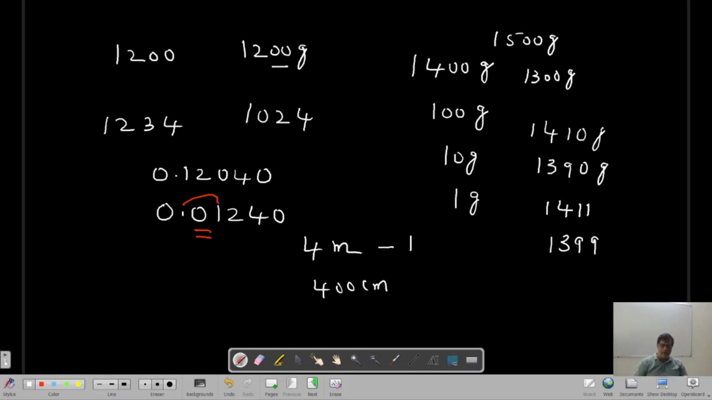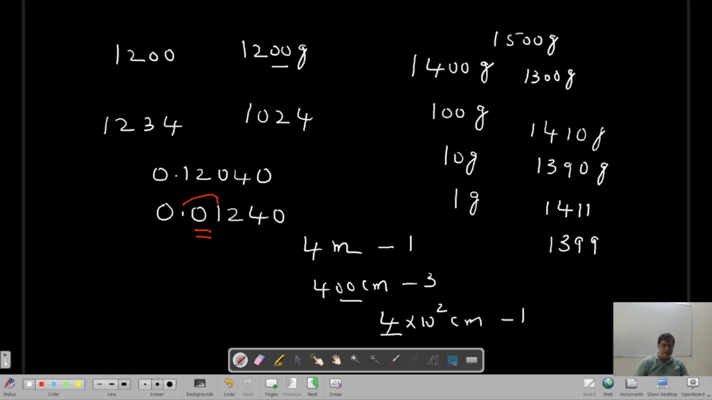Now according to the saying that the trailing zeros are significant if there is a unit, these two zeros suddenly become significant and the number of significant figures increases to 3, which is a violation of the rule that the number of significant figures is independent of the unit. Here clearly they are dependent on the unit chosen. So how to overcome this? This should be reported as 4 into 10 raised to 2 centimeter. That is how the measurement should be written. Then there is only one significant figure in this measurement.